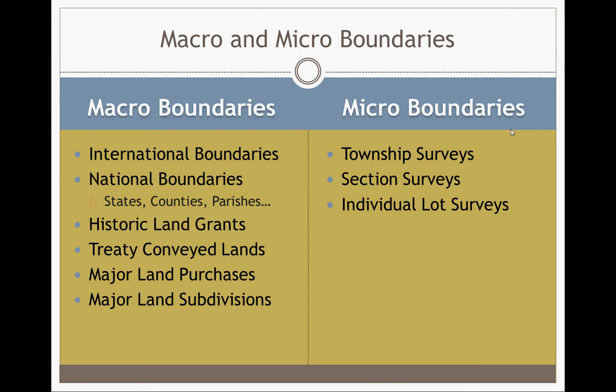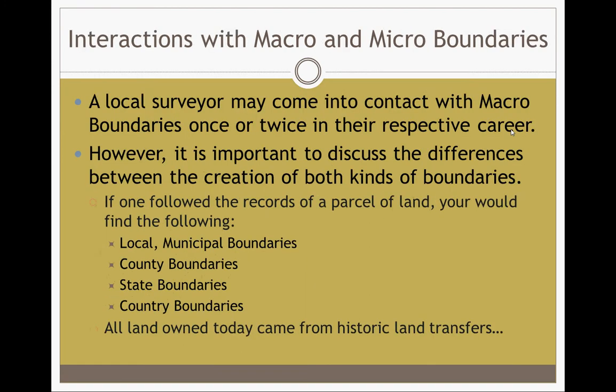Major land purchases, once again, like the Louisiana Purchase, and also major land subdivisions. There may be subdivisions between public property, one refuge versus another. Those major land subdivisions would be considered macro boundaries. Micro boundaries, on the other hand, are something that we deal with predominantly, which involve township surveys, section surveys, and then we come down to the individual parcel or lot surveys.